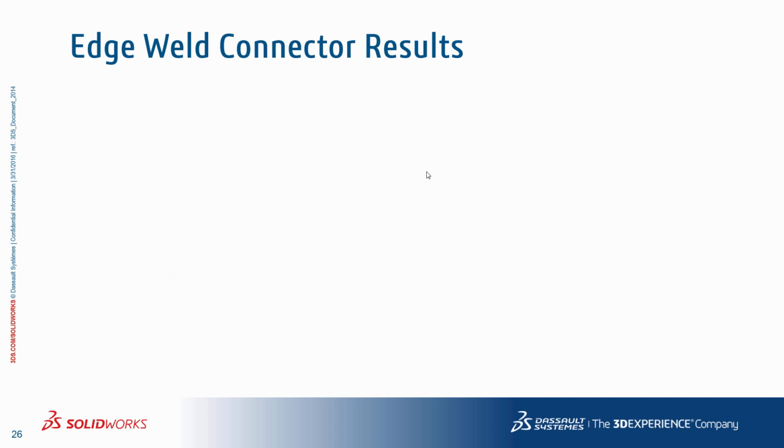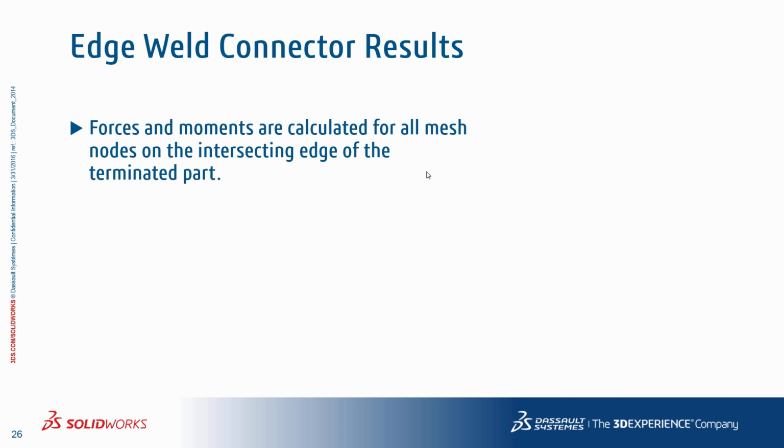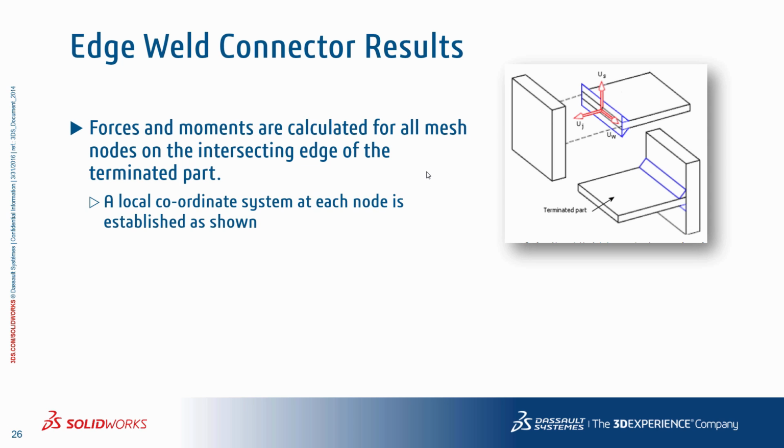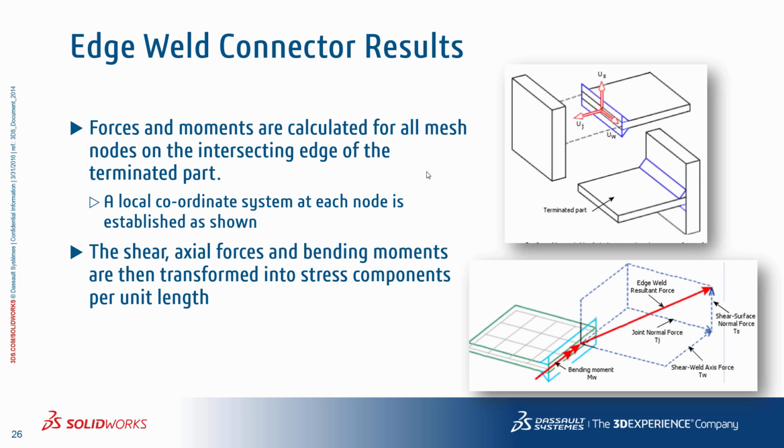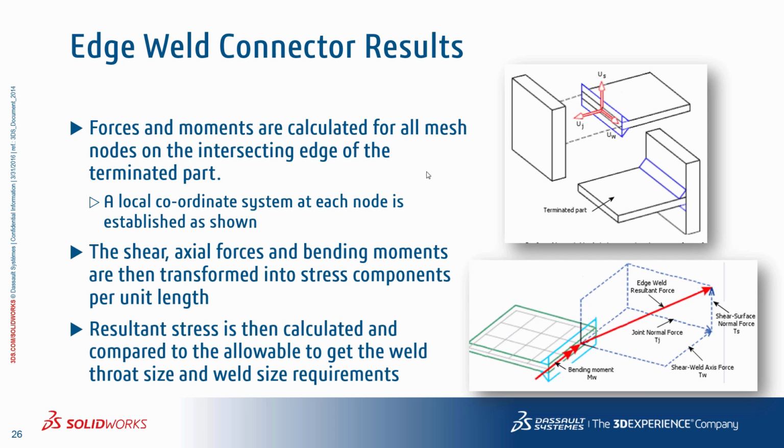All right, let's talk a little bit about behind the scenes calculations for the edge weld connector. The forces and the moments are calculated for all the mesh nodes on the intersecting edge of the terminated part. A local coordinate system is created at each node as shown. The shear, axial forces and the bending moments are then transformed into stress components per unit length. And then finally, the resultant stress is calculated and compared to the allowable to get the weld throat size and the weld size requirement.